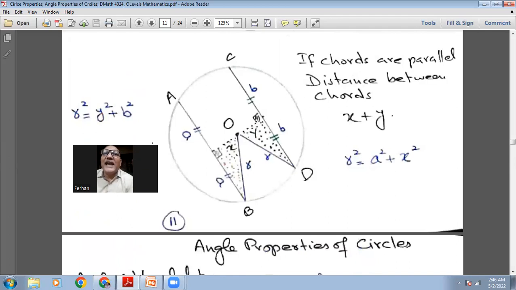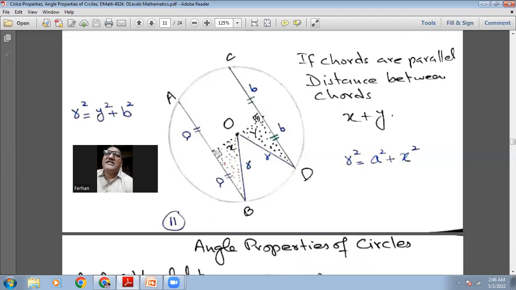It's a famous question. Okay, here we have two chords, AB and CD, and they are parallel to each other. They are on opposite sides of the center. The distance of AB from the center is X, and the distance of CD from the center is Y. So the distance between them will be X plus Y.